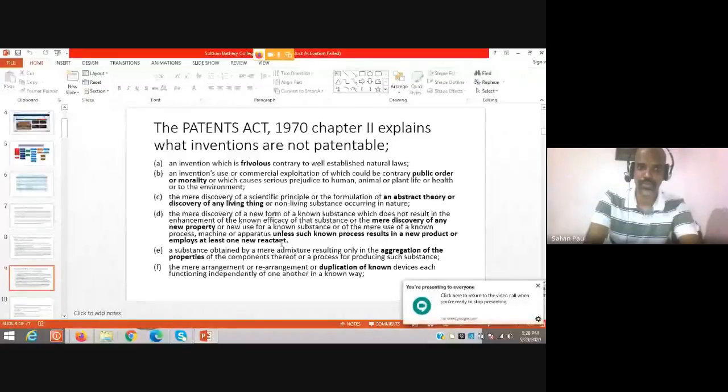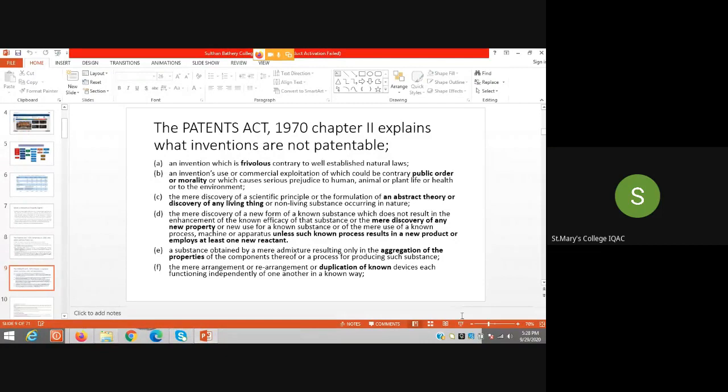Excuse me, sir. Patent Act, please share your screen also, yeah. PPT. Sir, please share your PPT also, please. Yeah, we cannot see. Okay. Can you see now? Yes, sir, we can see now.